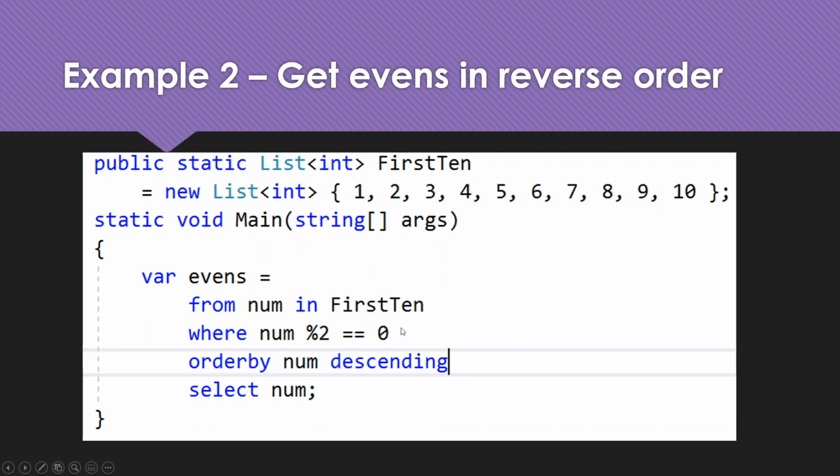You can also do something like getting the evens in reverse order. So here the only thing that we've done is we've added this order by clause, and so here we are ordering by num descending. By default, it will order by ascending. So if you just say order by num, it should order in ascending order. Descending flips the order, essentially.